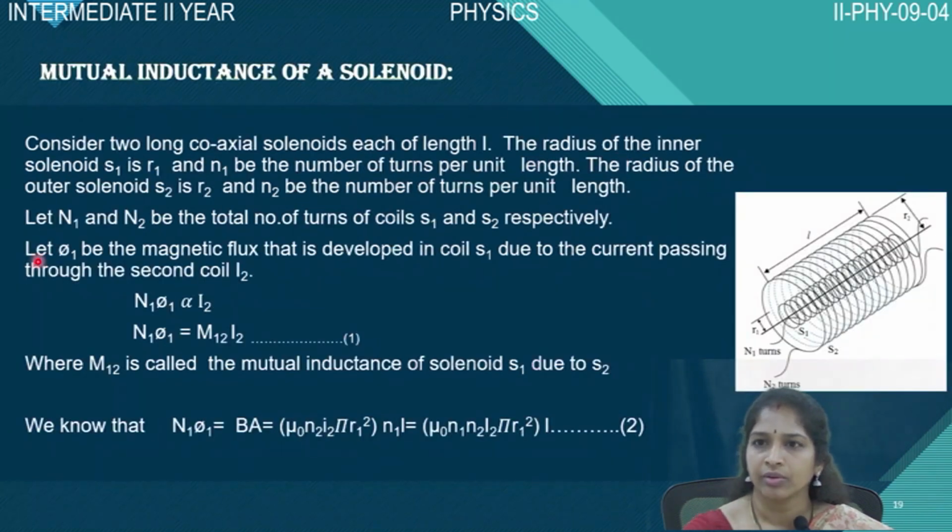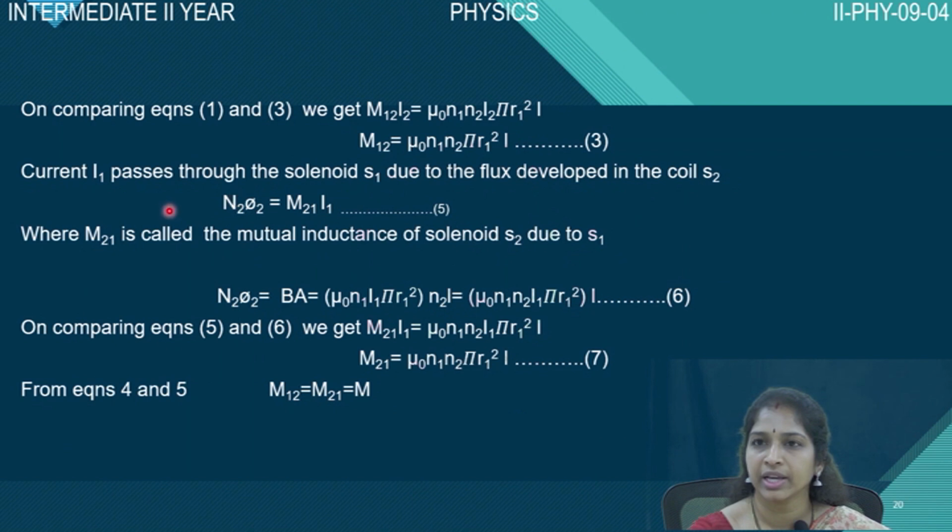So here we have considered current that is passing through the second solenoid. Due to that, flux is developed in the first solenoid. But now, mutual induction. What am I taking? Current that is passing through the first solenoid, due to which flux is developed in the second solenoid. So now what is the flux that is developed in the second solenoid? We have to find out. The flux that is developed in the second solenoid depends on the current that is passing through the first solenoid. That is mutual induction.